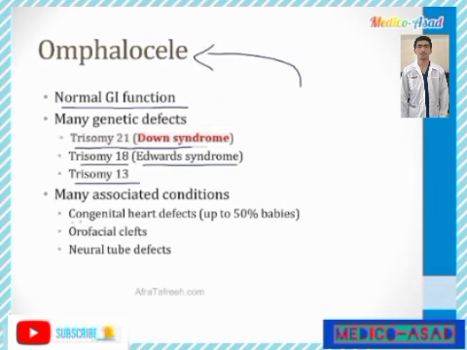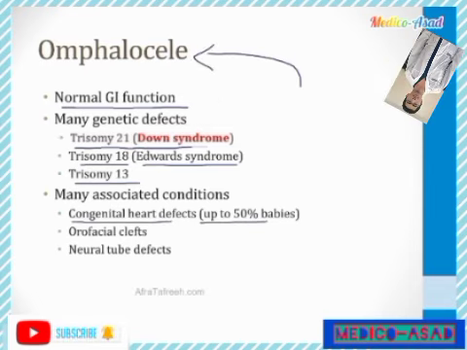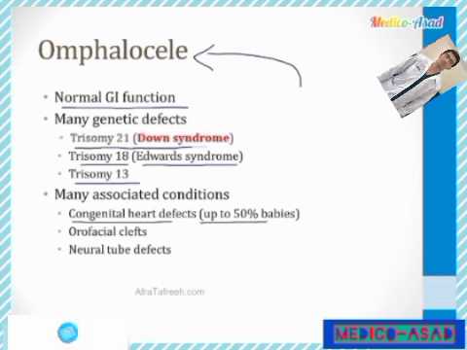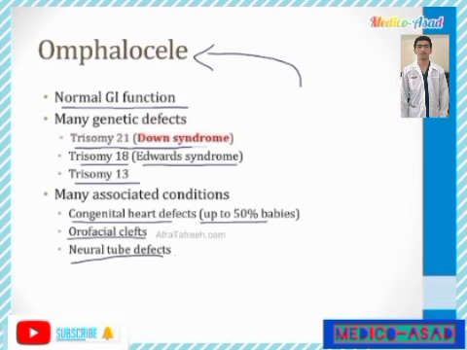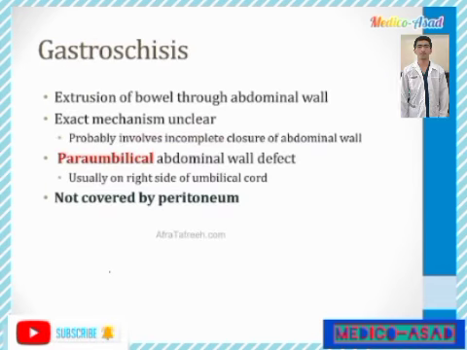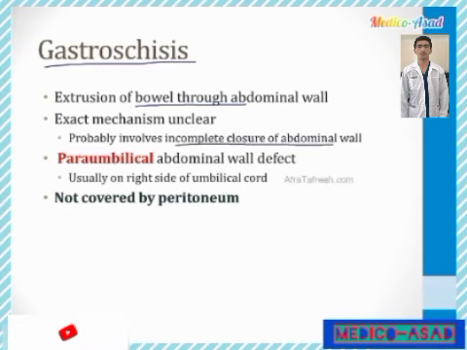This includes congenital heart defects. Up to half of children born with an omphalocele have a congenital heart defect. Also oral facial clefts and neural tube defects. A related congenital abnormality to an omphalocele is called gastroschisis. This is extrusion of the bowel through the abdominal wall. The exact mechanism is not clear. It probably involves incomplete closure of the abdominal wall.